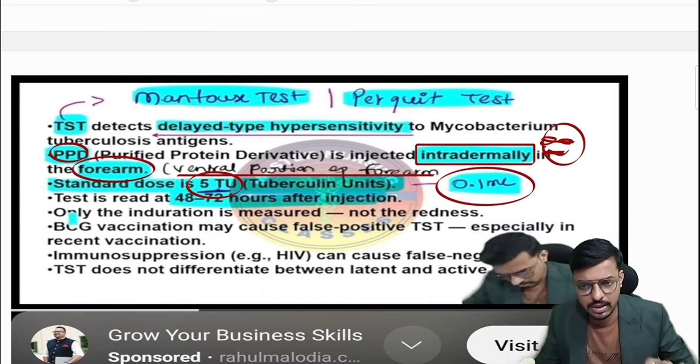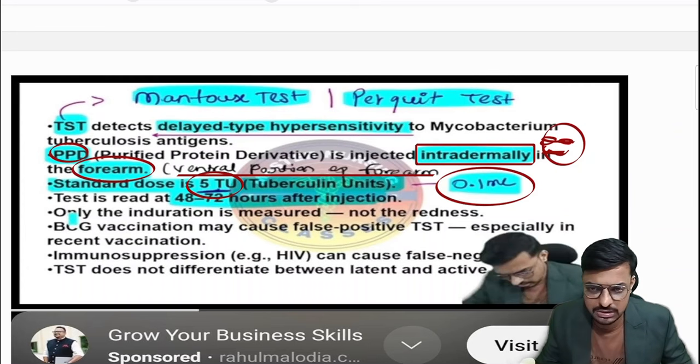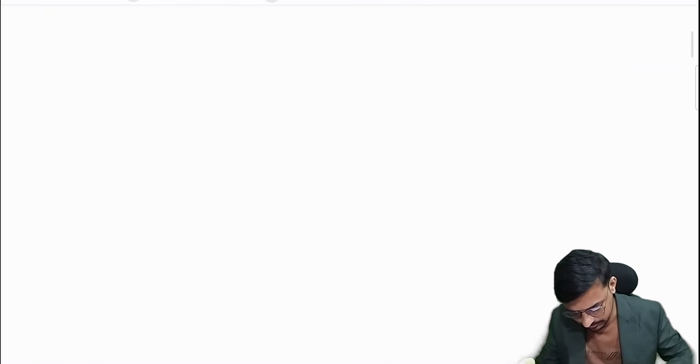So just one day before I discussed it. This tuberculin skin test we also call the Mantoux test or the Pirquet test or the tuberculin skin test. So the same thing struck in your exams. Okay, so yes, the next is here.